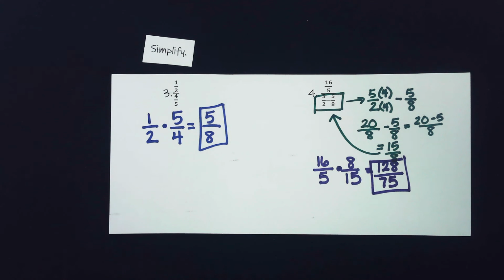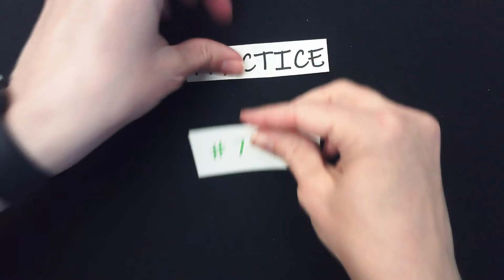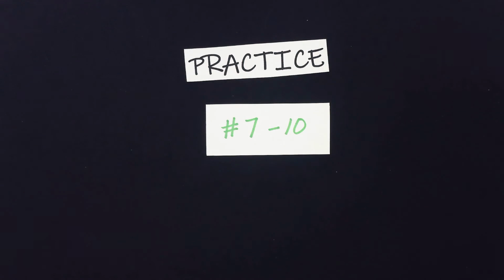Okay? So these answers should end up with one number. It might be a fraction, it might be a whole number, but you shouldn't end up with multiple fractions there. All right, so now go to the practice and finish it up by doing numbers 7 through 10.